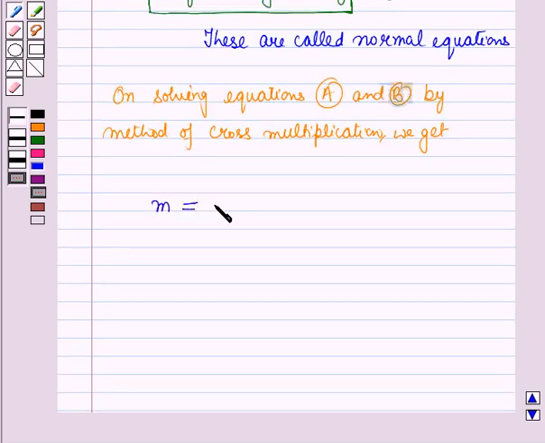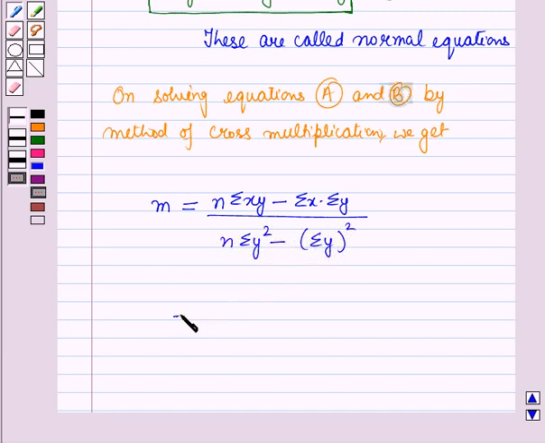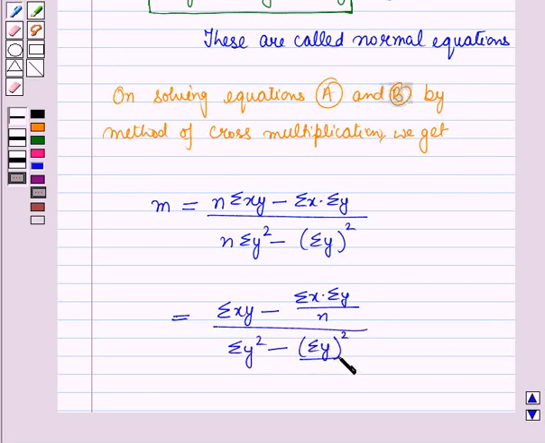m is equal to n summation xy minus summation x into summation y, upon n summation y² minus (summation y) whole square, which is further equal to summation xy minus (summation x into summation y) over n, whole upon summation y² minus (summation y)² by n.